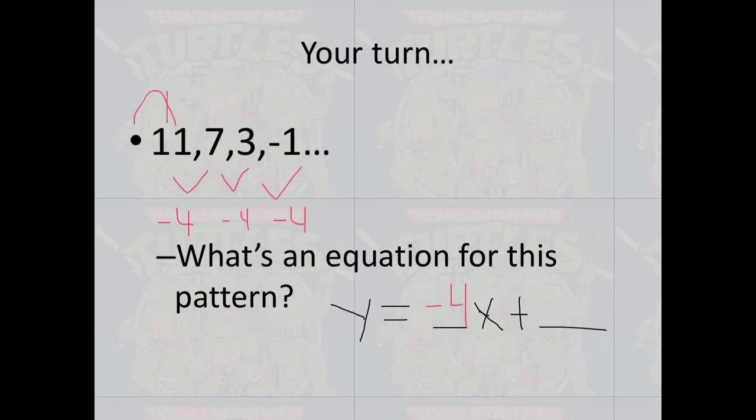If this is our first number in our series, as if we made this into a chart, what would be our 0 number? The number before 11 would have to be the opposite. So instead of subtracting 4, we're going to add 4, get an equation of y equals negative 4x plus 15.